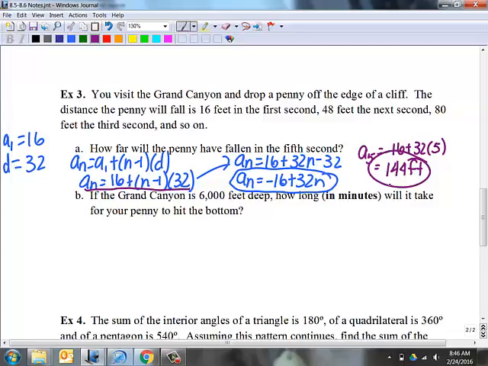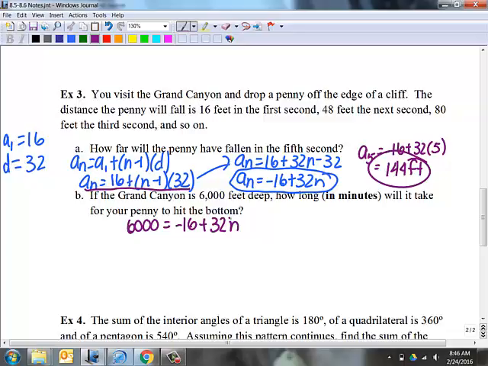Okay, a little bit tougher one here. If the Grand Canyon is 6,000 feet deep, how long in minutes will it take for the penny to hit the ground, hit the bottom? Okay, so what's the 6,000? AN. So 6,000 equals negative 16 plus 32n, and we want to solve for n. We want to figure out how many seconds it's going to take to hit that 6,000 feet.